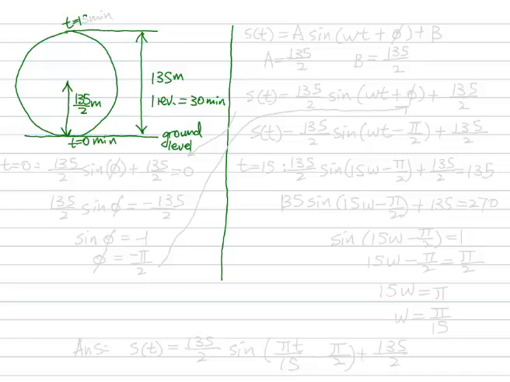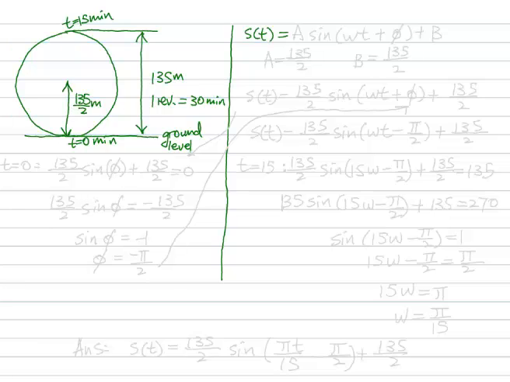That's very big. It takes half an hour for it to spin one revolution. And when t equals 0 minutes, that's the point on the ground where people get on the Ferris wheel. And when t equals 15 minutes, that's the highest point of London Eye.